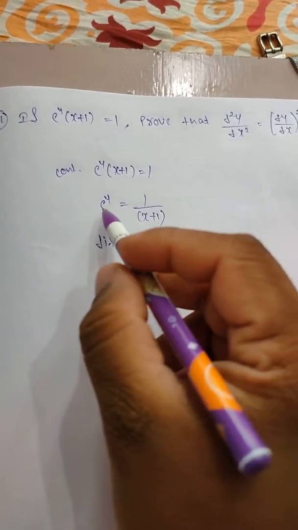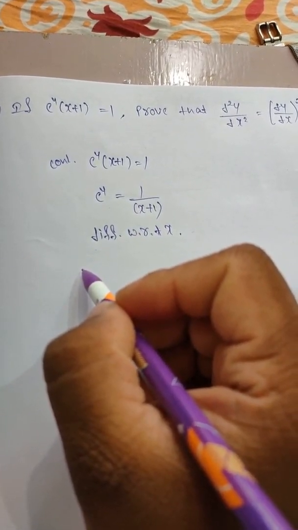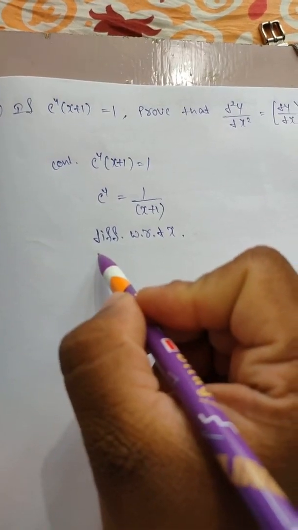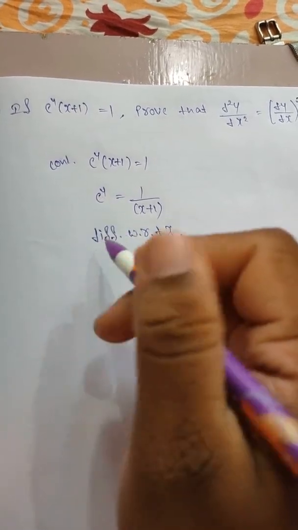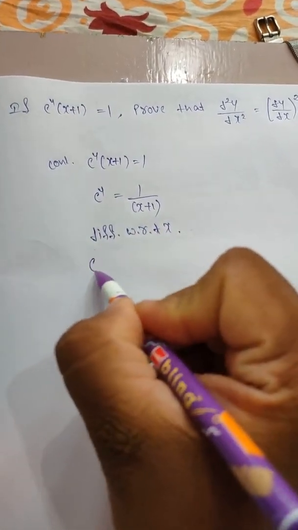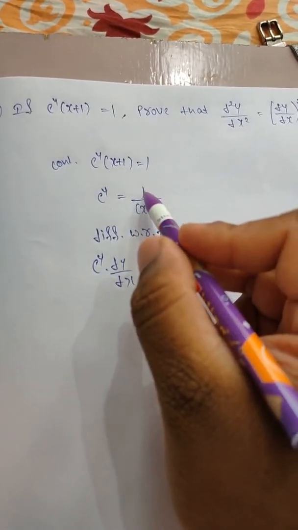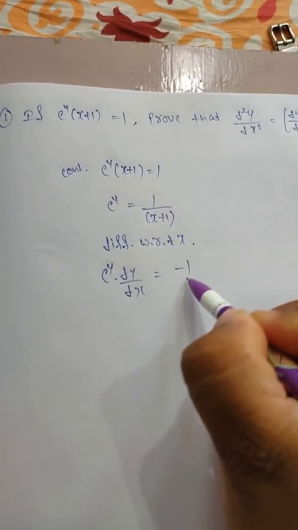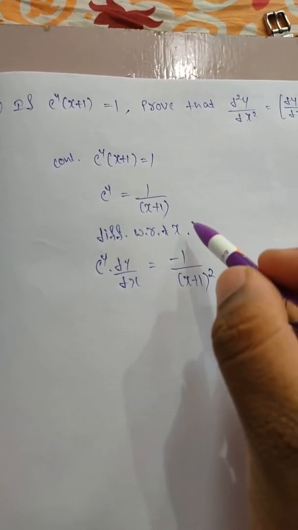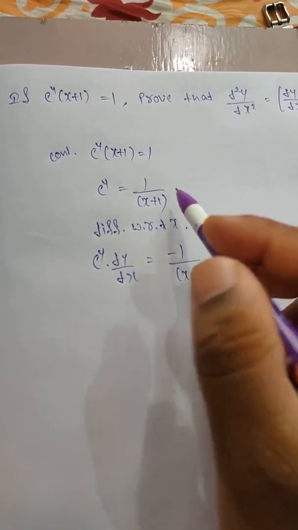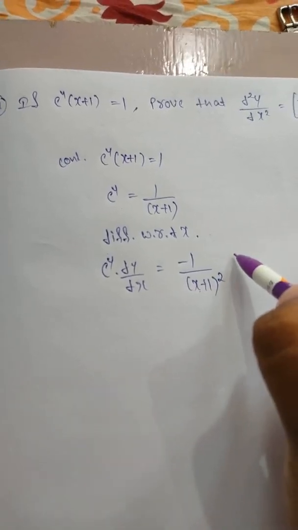Here, what is the differentiation of e to the power of y? The differentiation of e to the power of y is e to the power of y into dy by dx. This is equal to the differentiation of 1 by x plus 1, which is minus 1 by x plus 1 whole square. We know the differentiation of 1 by x is minus 1 by x square. The differentiation of 1 by x plus 1 is minus 1 by x plus 1 whole square. Again, the differentiation of x plus 1 is 1.